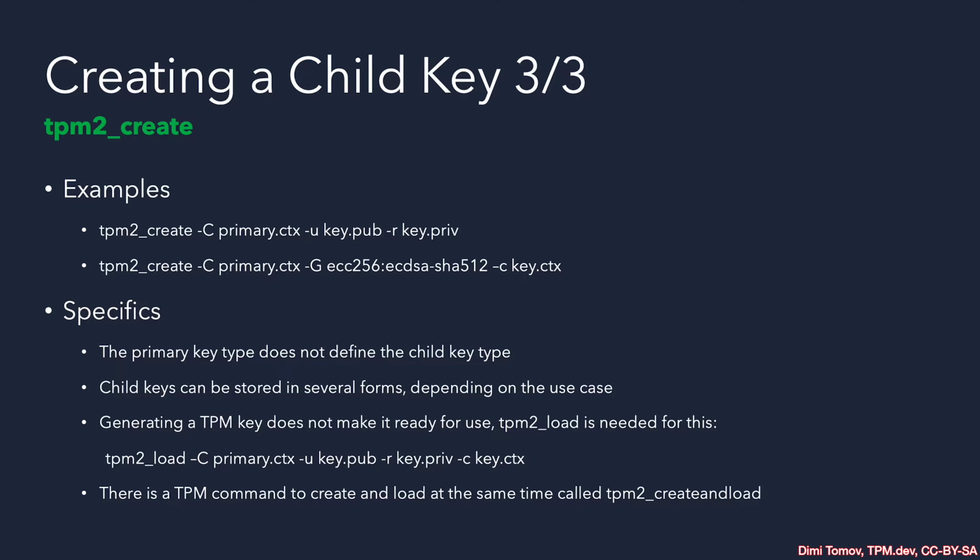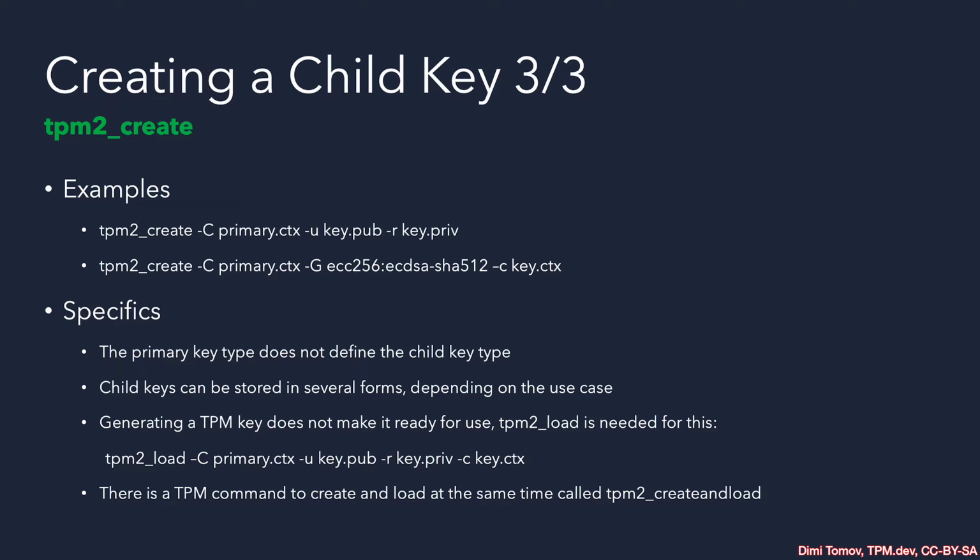It is important to know that the primary key type has no impact on the child key type. Remember that the primary keys can only be asymmetric, but the child keys can be asymmetric, symmetric, or keyed hash. This is the reason for that design choice. The primary key is used just to protect the child keys and provide seed.